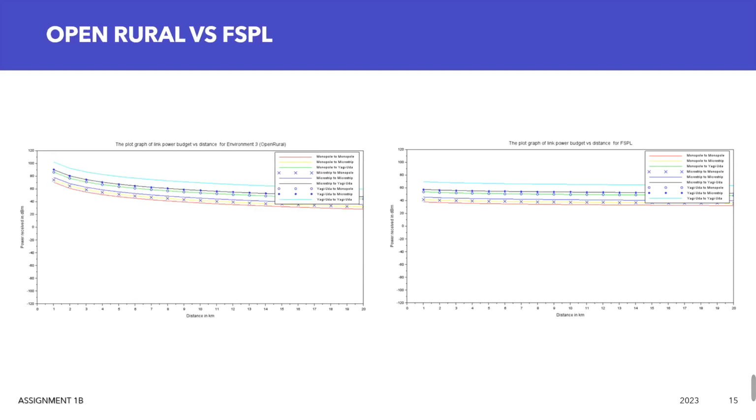But for open rural versus FSPL, you can see that it has a greater power received than the FSPL. It is because open rural is an open space and it has fewer obstacles and buildings.